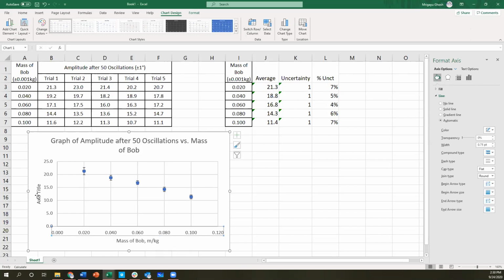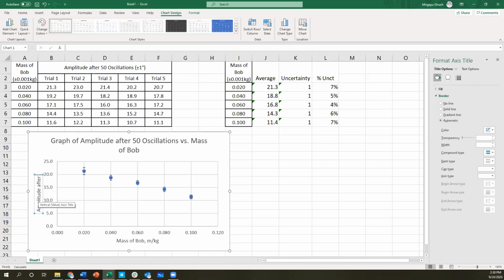Yeah, so do we have to include the uncertainties in the chart title? Not in the titles, because the error bars would do that for you. Okay. Yes.